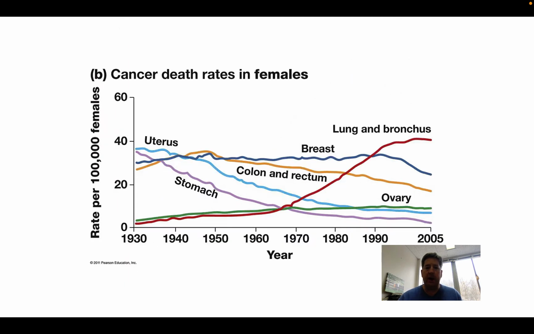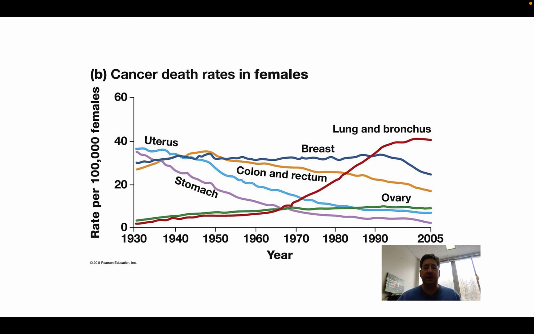So now we can look at cancer rates in females, and you can see that lung and bronchial cancer has increased there to about 40 out of 100,000. So not as high as it is in males, but it also has not shown the decline that it has shown in males. Now breast cancer, the death rate has decreased a little bit from around 40 to around 30 per 100,000. But you can see a very different suite of cancers here.